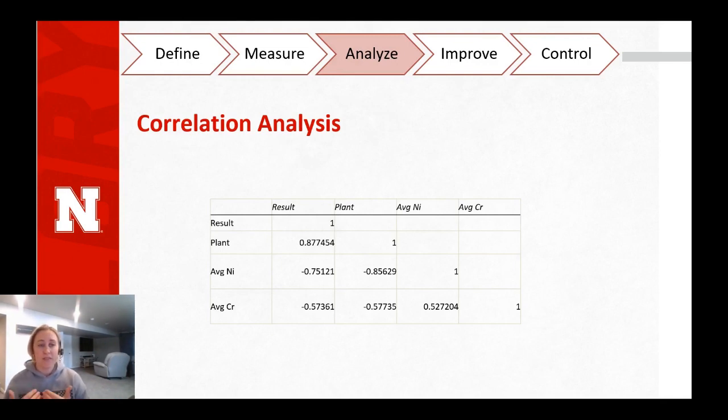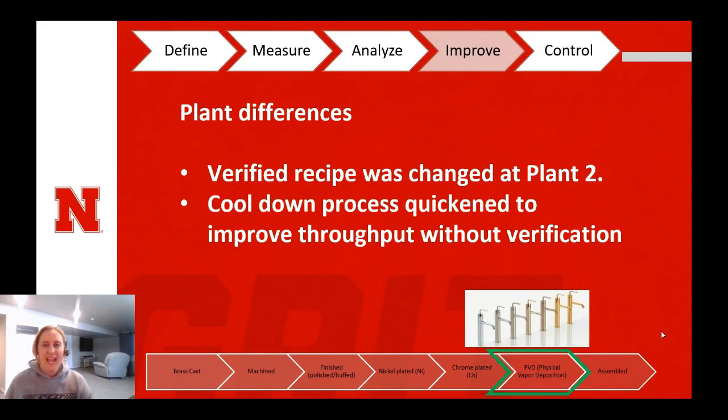Both of the plants have the exact same chambers, the exact same equipment, as well as the exact same recipes. Those are created by the Advanced Development Group. When they create the colors, they create those standards and hold those standards. When we looked at those recipes at each plant, there was a significant difference between plant 1 and plant 2 that was noted after we saw this correlation analysis. And that is the cool down process. It was verified that at plant 2, the recipe had been changed.